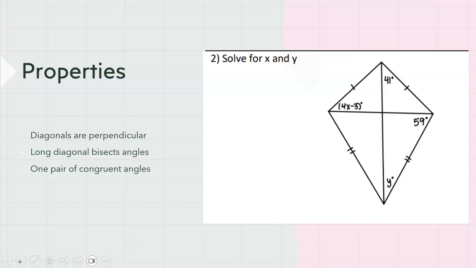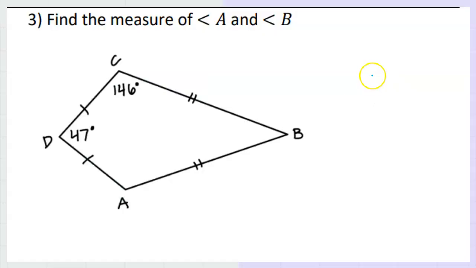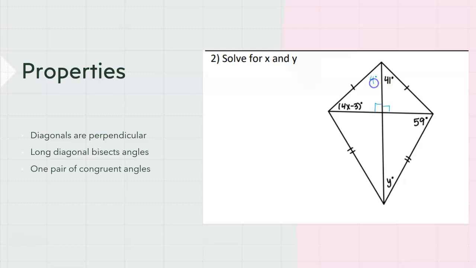All right. For number 2, I'm going to try to solve for x and y. I'm going to use these properties. Diagonals are perpendicular. The long diagonal bisects angles. So that tells me that this is 41.